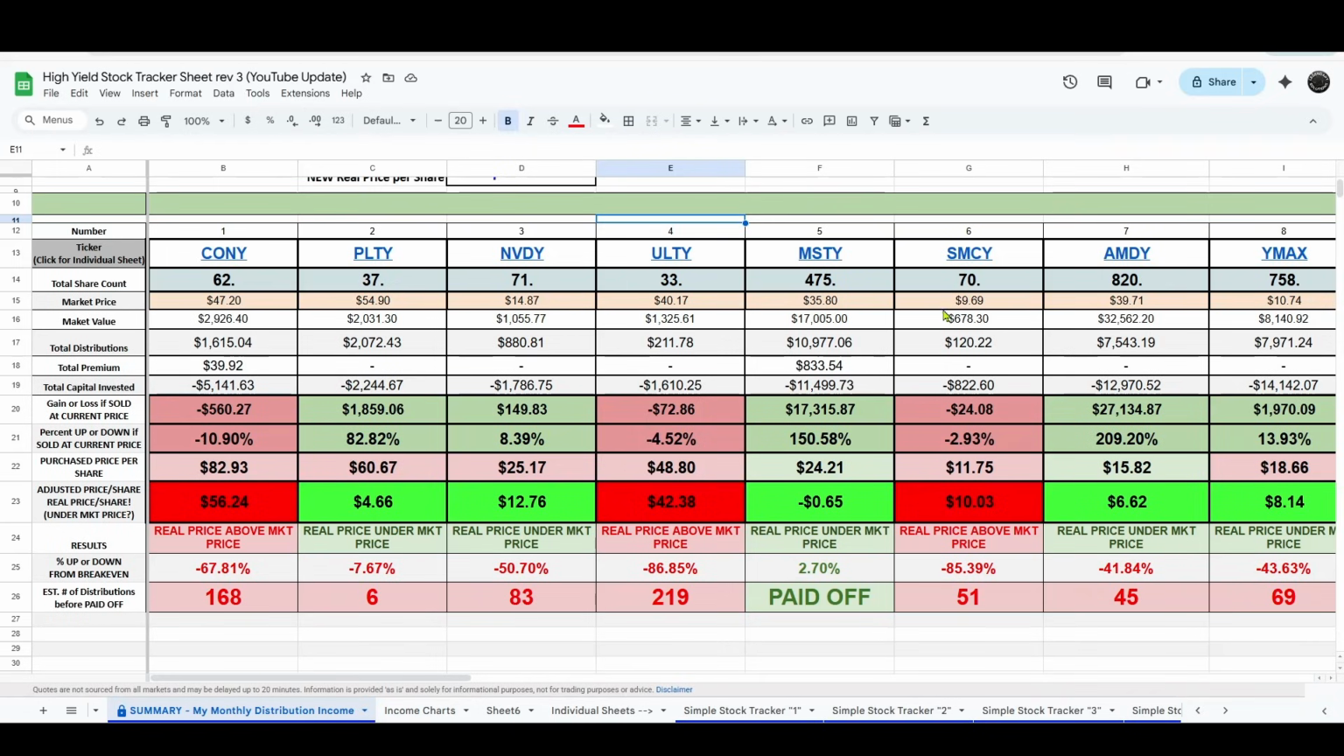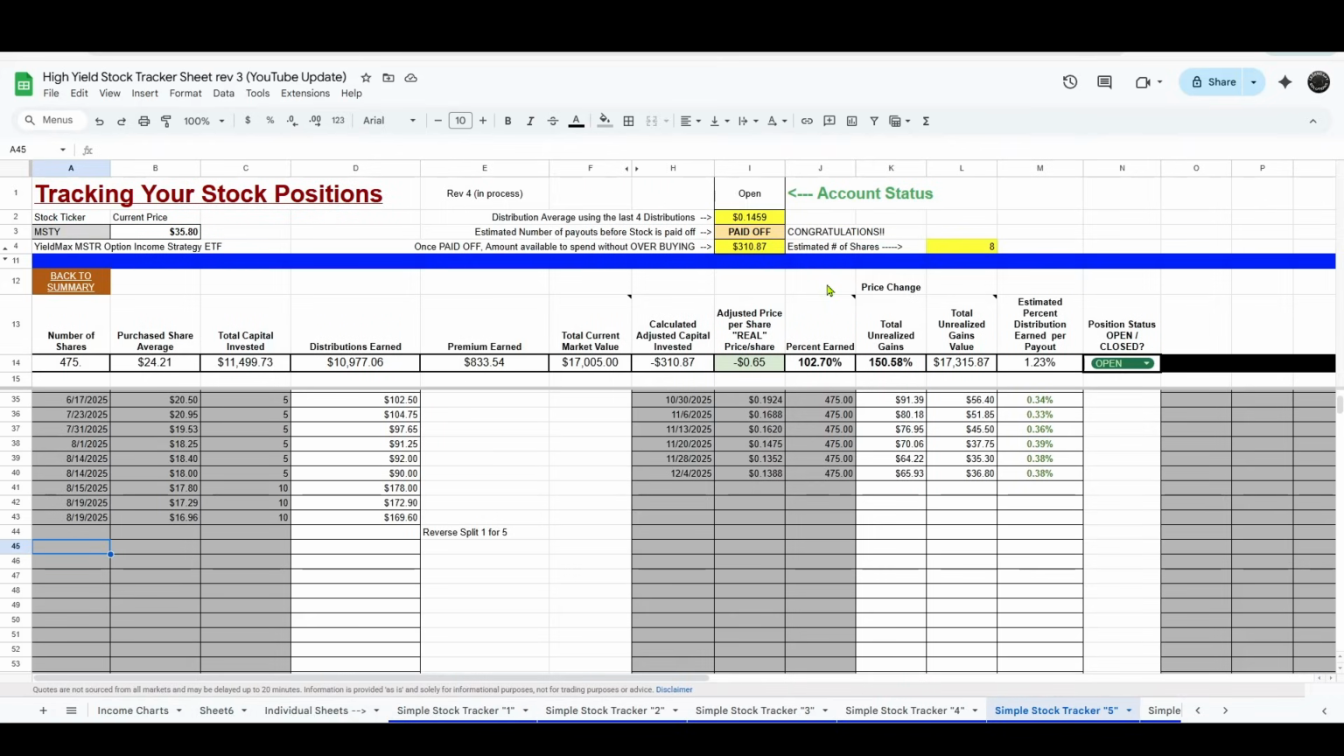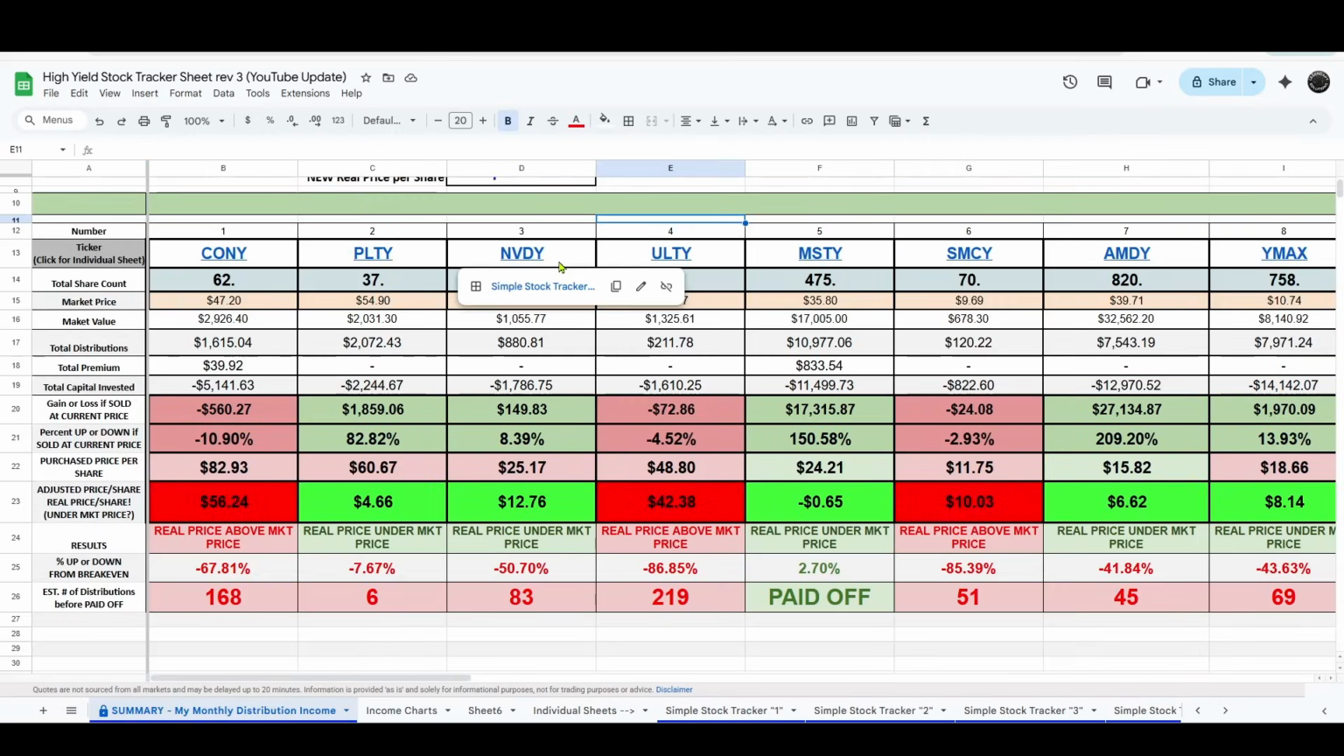So using the links here, we can hover over MSTY and you'll get a little pop-up and you can simply just click it. It takes you straight to the individual page. And if you want to go back to the summary page, it's simple by hovering over the back to summary, clicking that pop-up, and it takes you right back to the summary page. So each one, when you go into it, you can get straight back to the summary page. So it makes it nice, easy, and simple.